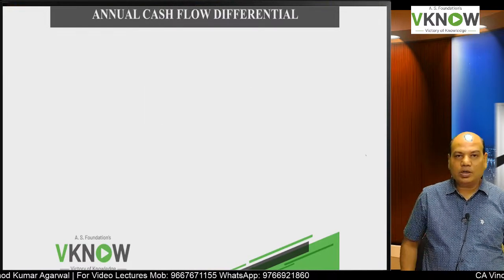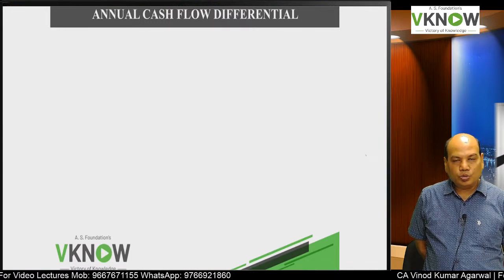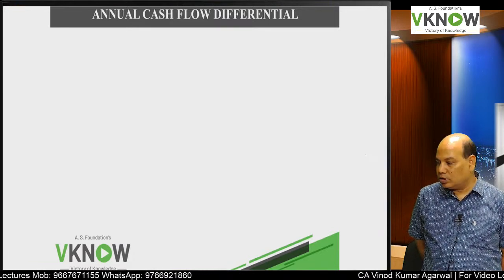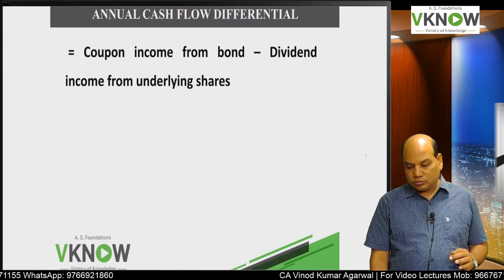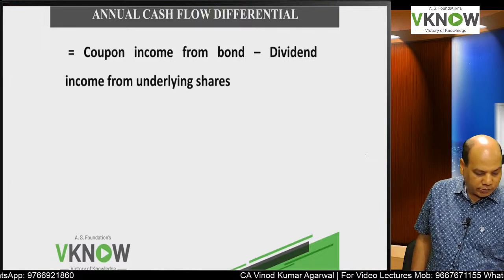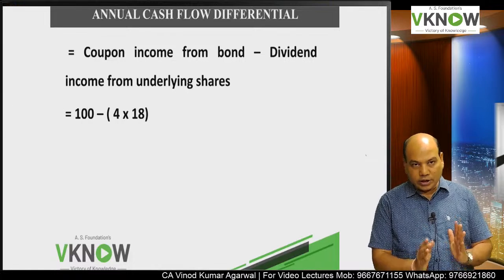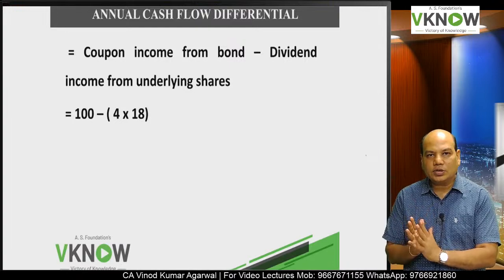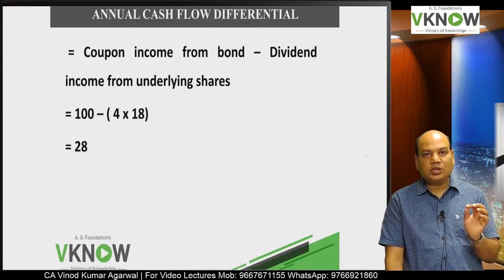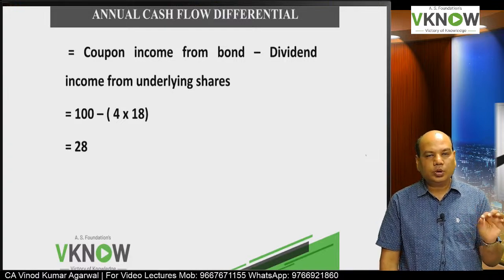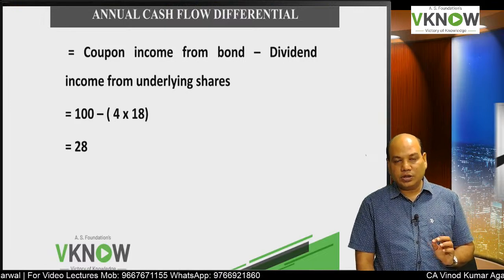11.64%. Now write down annual cash flow differential. Annual cash flow differential means how much is the coupon amount over and above dividend amount. How much additional cash flow you are generating by investing in the bond. So write down coupon income from the bond minus dividend income from underlying share. If you invest in the bond, you will get 100 rupees coupon. If you purchase 4 shares, which is paying a dividend of 18 rupees per share, you would have got 4 into 18. So by purchasing the bond, you are getting an additional cash flow of 28 rupees. So that is called annual cash flow differential.